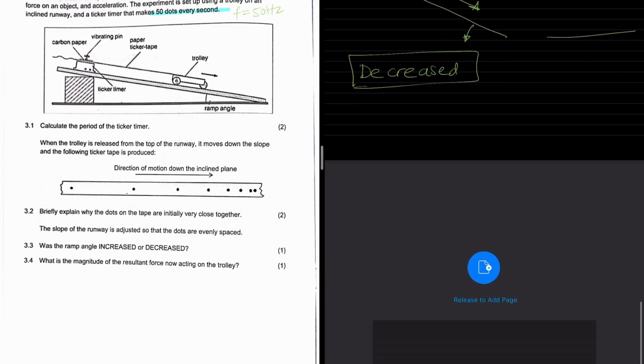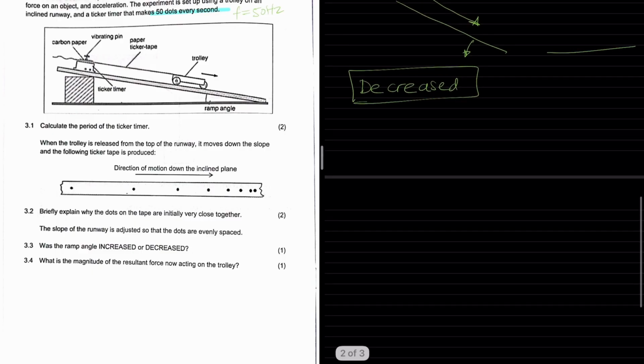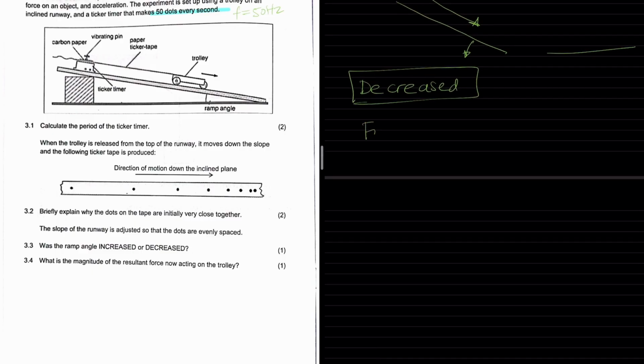What is the magnitude of the resultant force now acting on the trolley? So the resultant force, in other words, F net, is going to equal 0. And why is it equal 0? Because F net is equal to ma. And since the dots are evenly spaced, it means that it's moving at a constant velocity. Constant velocity means acceleration is 0. If acceleration is 0, F net is 0.